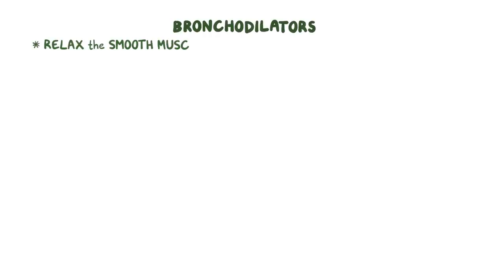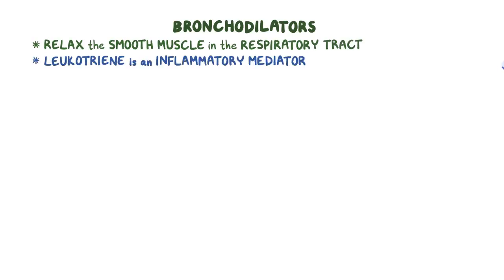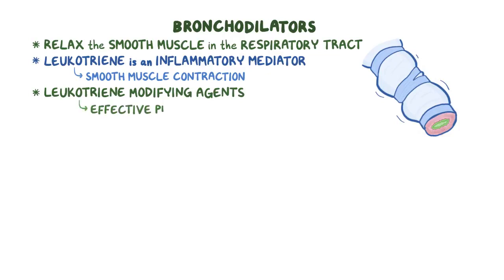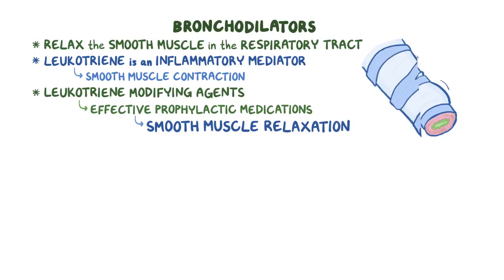Alright, as a quick recap. Treatment of obstructive lung diseases like asthma include bronchodilators, which relax the smooth muscle in the respiratory tract and dilate the airway. Leukotriene is an inflammatory mediator that causes smooth muscle contraction. So, leukotriene modifying agents like Xylutin, which decrease its synthesis, or Montelukast and Zafirlukast, which block its receptor, are all effective prophylactic medications that result in smooth muscle relaxation.